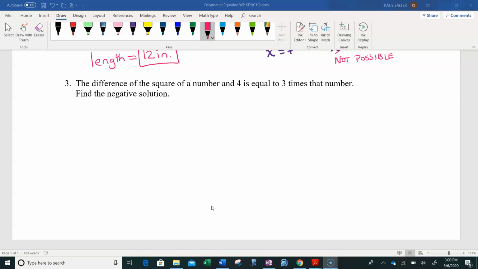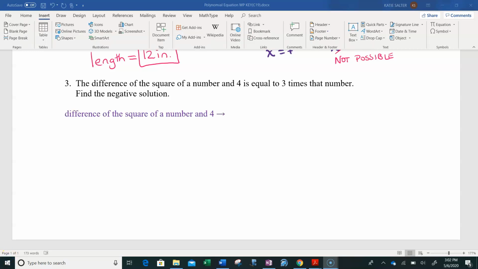Find the negative solution. So this is like a little riddle, little translation. We've got to start by translating that first sentence. First of all, anytime they say "of a number" or "that number," that is going to be your variable. So where we see the word number, that's where we're going to put x. Let's start by translating the first part, difference of the square of a number and 4.